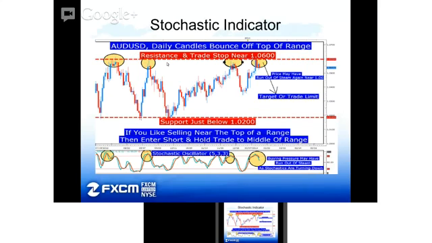So if we don't have a well-defined trend, higher highs, higher lows, or a downtrend, lower lows, lower highs, we have a range. And in that case, we want to find those extreme levels on the indicator to enter off of. So let me pull up a couple of charts trading with the stochastic.